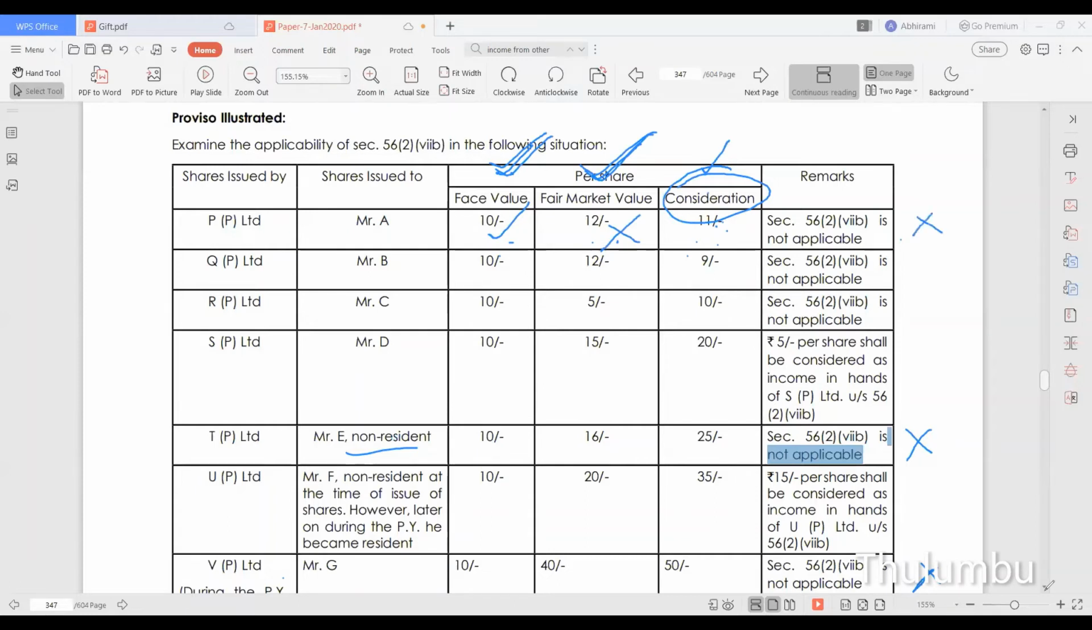So not applicable. In the second case, it goes wrong right here. It is not greater than face value, so it does not apply. Next, even if it is the same, it does not apply. It should be greater. This one is 20 rupees, which is more than face value. Then check: is it more than this 15 rupees? Yes. Then the difference between these two is considered as income from other sources.